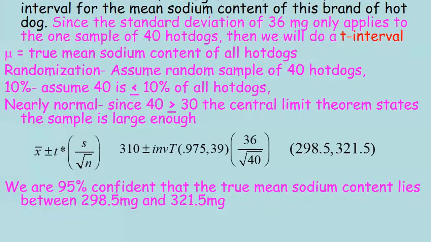And if it asks you to interpret it, you would say we are 95% confident or 95% sure that the true potassium level of all of the hot dogs is somewhere between 298.5 milligrams to 321.5 milligrams.